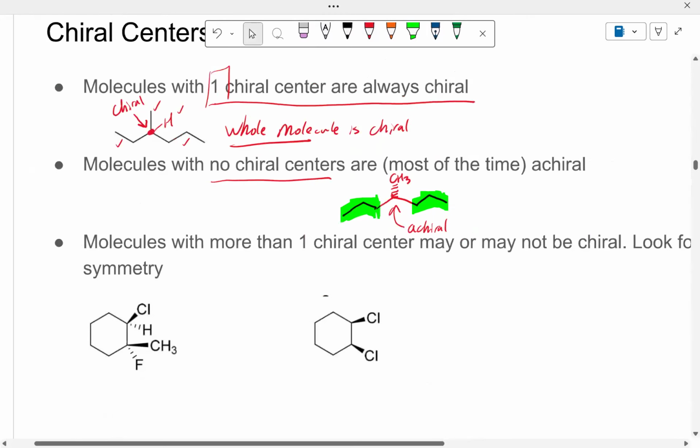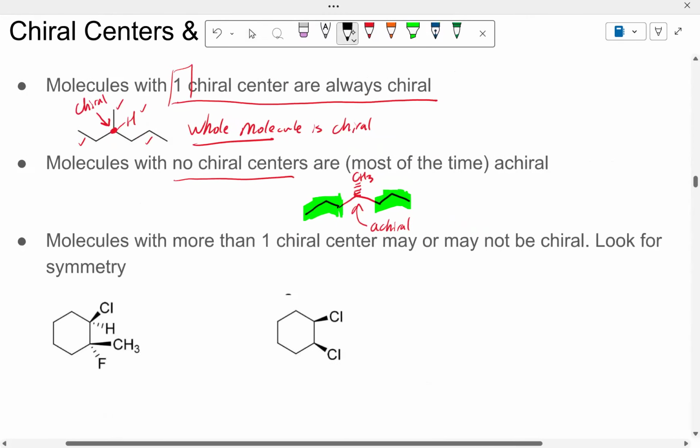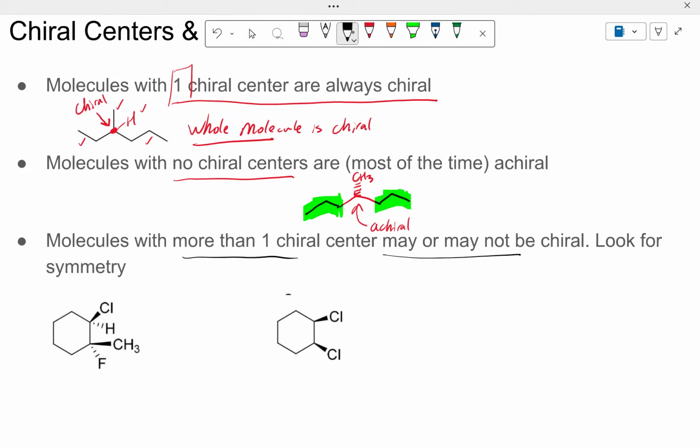Now, the last statement is kind of interesting because molecules with more than one chiral center may or may not be chiral. All right, great. That doesn't really tell me a whole lot. You have to look for symmetry. For example, look at this second structure here. You have two chiral centers. That carbon is chiral, and this carbon is chiral. Now, I encourage you, if you're like, wait, how is that? Pause the video and identify the four different groups.